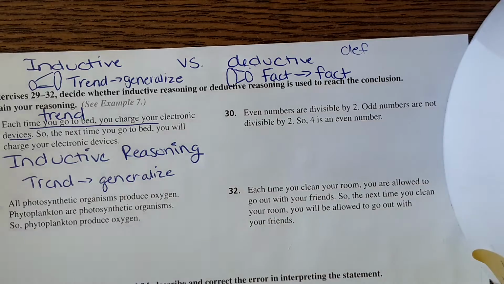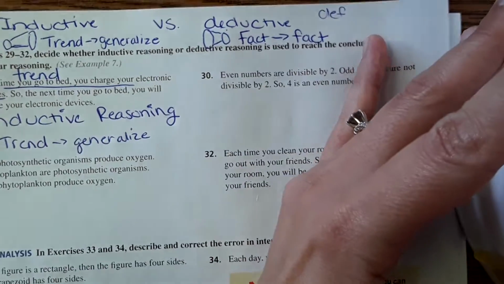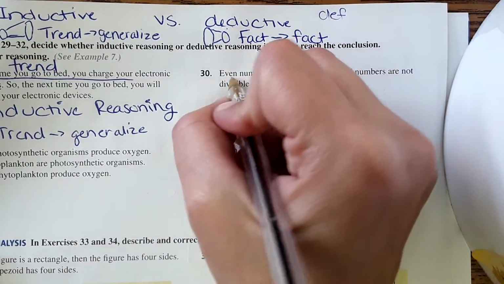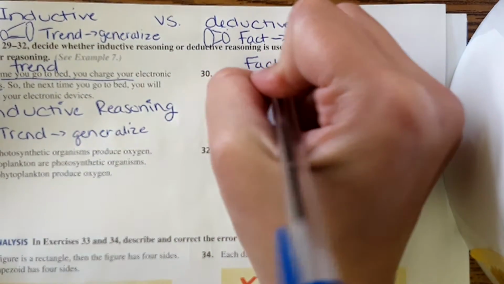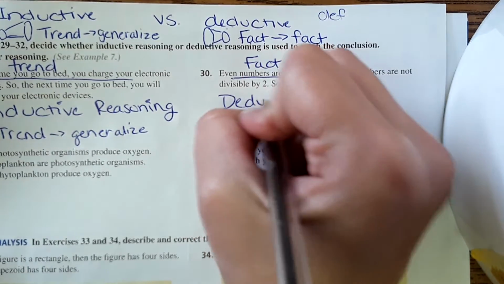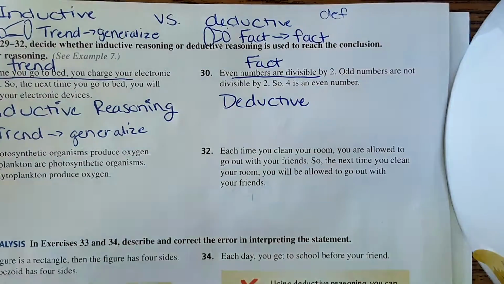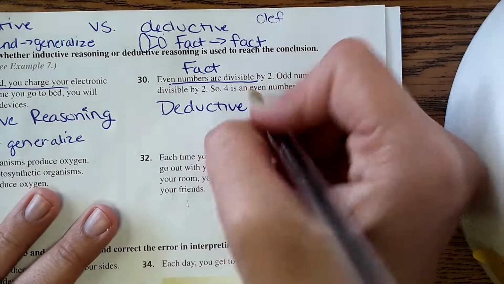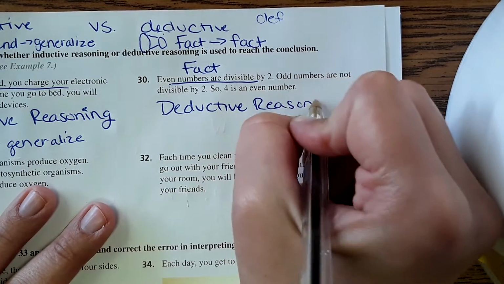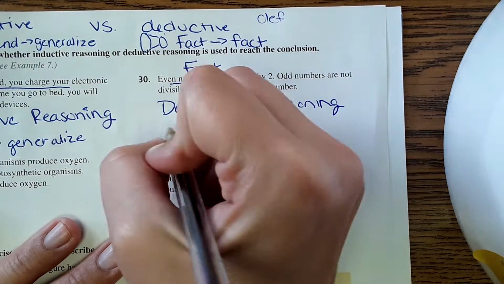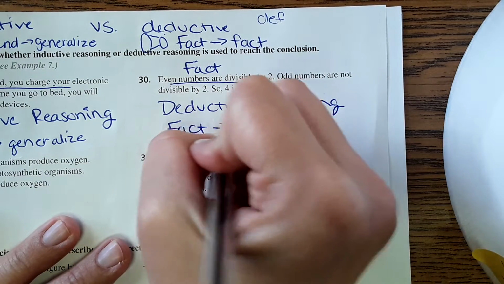And then for 30, as we mentioned, even numbers are divisible by 2. That is definitely a fact. So therefore, this is deductive reasoning. And that would be a fact to a fact.